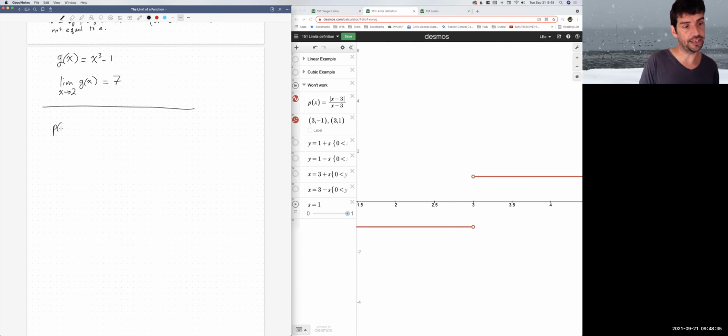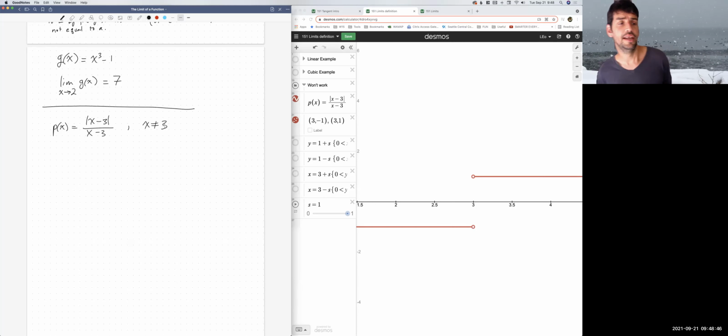So I called this p of x, the absolute value of x minus 3 over x minus 3. Notice it's not defined at 3. Sorry, I think I said 0. It's not defined at 3 because we get a 0 in the denominator. Notice what happens everywhere else, though.